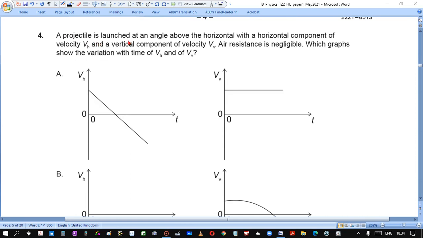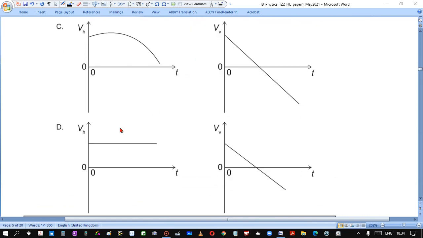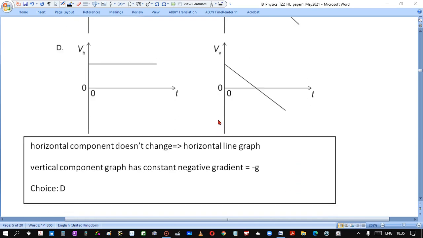A projectile is launched at an angle above the horizontal with horizontal component of velocity vh and vertical component vv. Air resistance negligible. Which graph shows the variation with time of v horizontal and v vertical? In the horizontal direction we have no force, so we should have constant velocity, but in the vertical direction we have force downward. So velocity will be decreasing at constant rate, the gradient of this graph is g, so choice D.